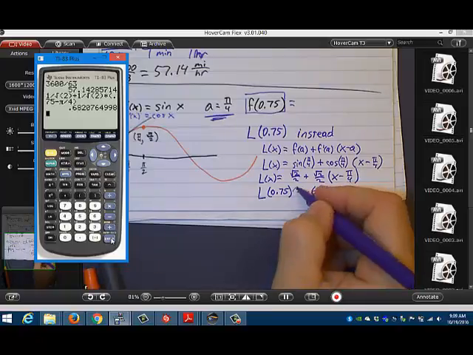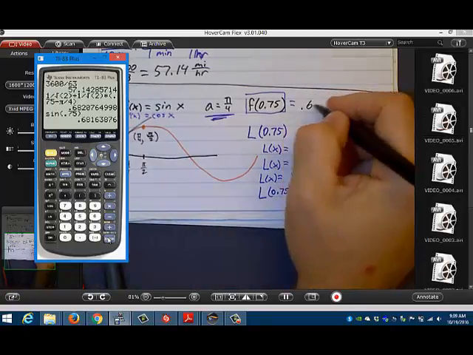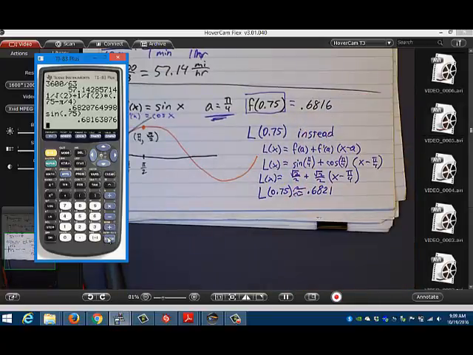Okay. And now let me just compare that to what f of 0.75 is. The sine of 0.75 should be something a little smaller. Let's just see if that's the case. Yeah, a little bit, right? You get 0.6816. That's how linear approximation works. Any questions?